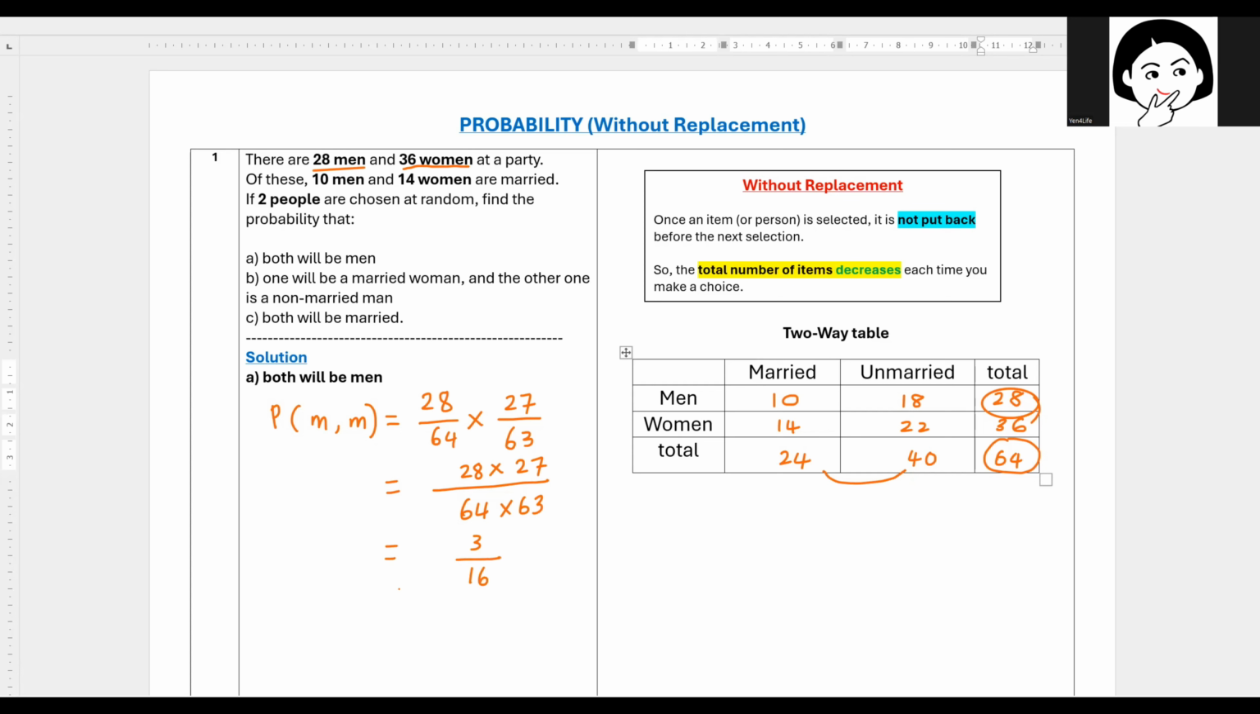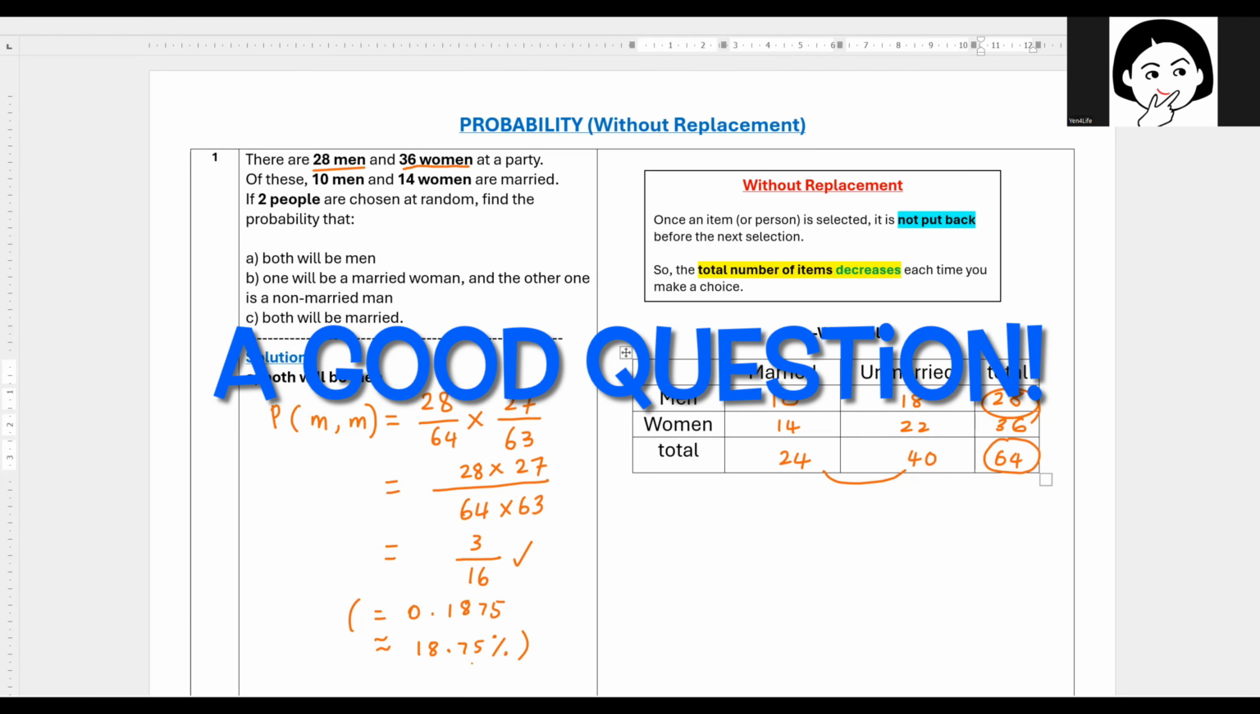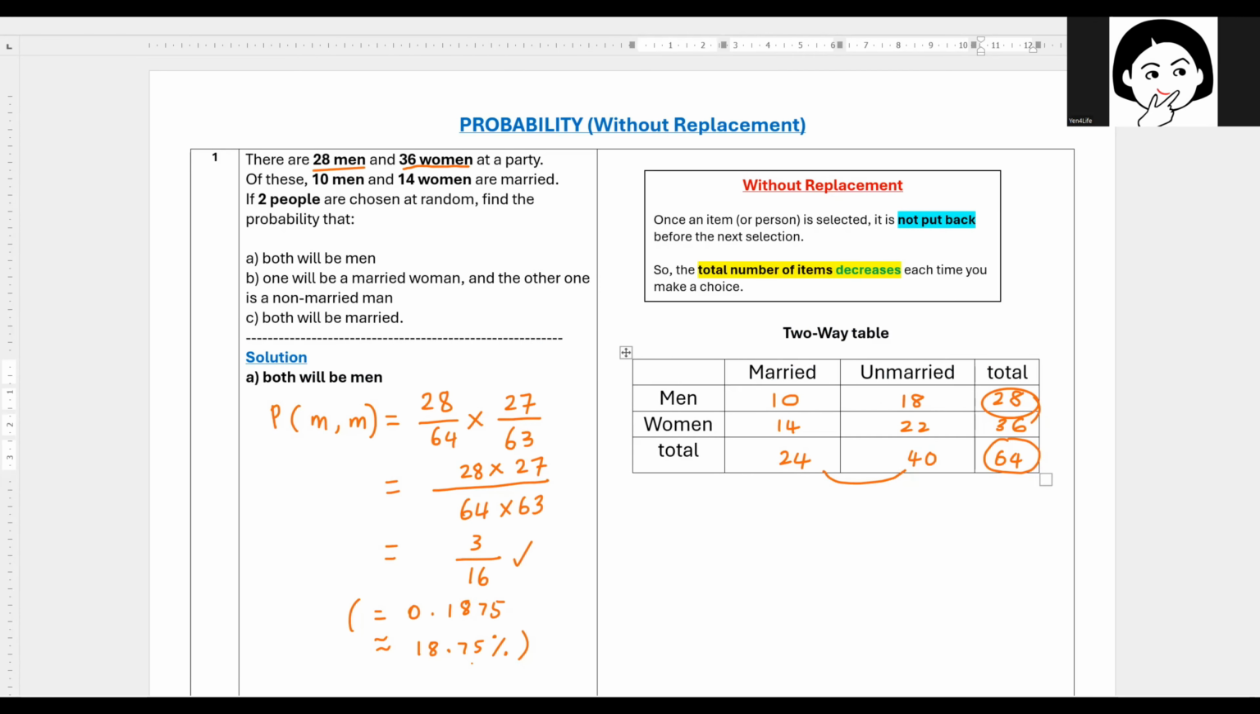Question. Very good. As I explained earlier, it's without replacement and the total will be reduced each time. So the first man was selected from 64 in total. So for the second man, there'll be only 63 people left in total. That's why the denominators are different. Good question. Let's go to part B.